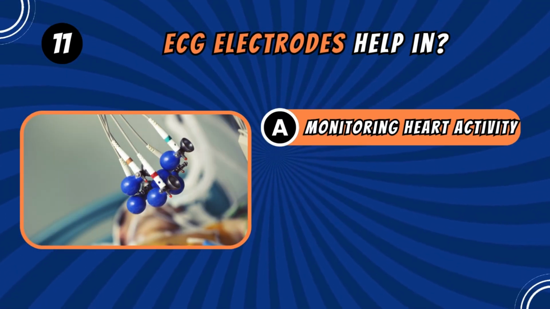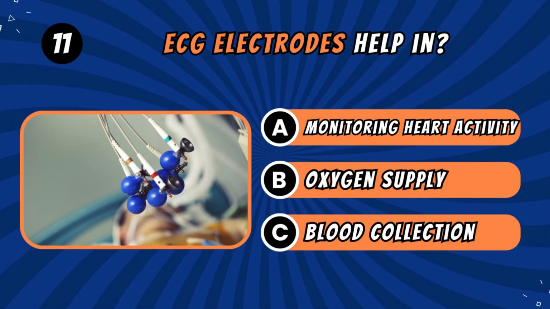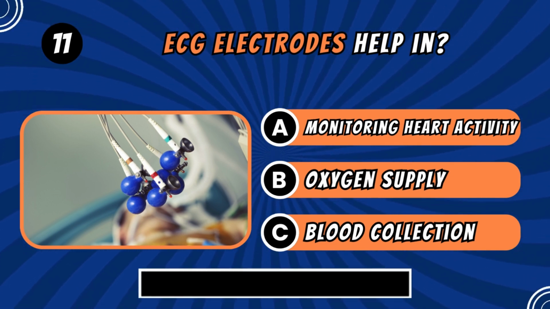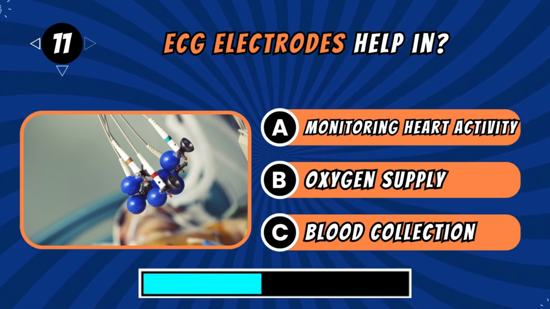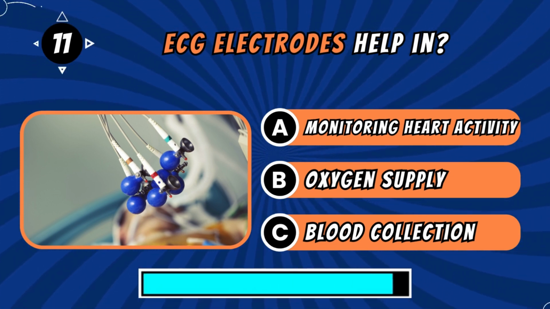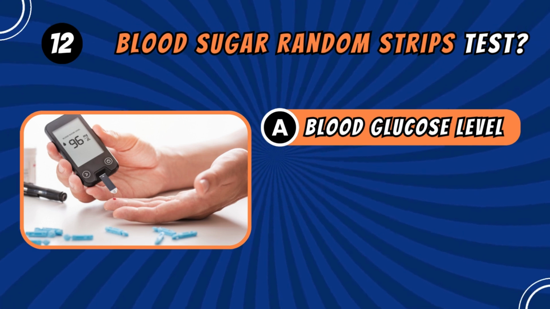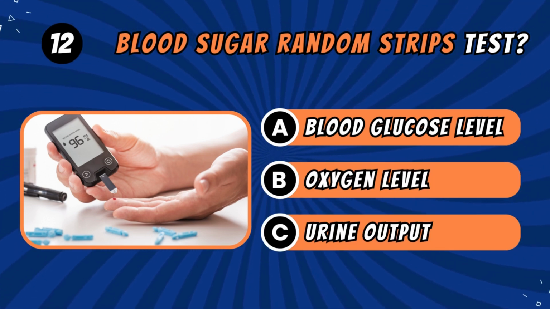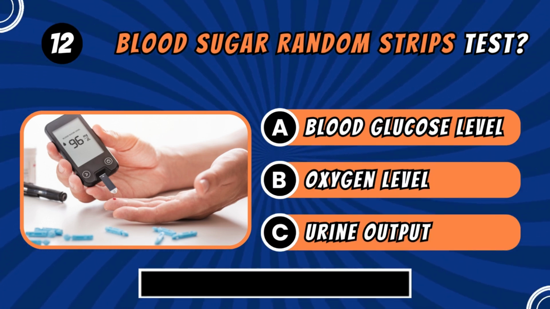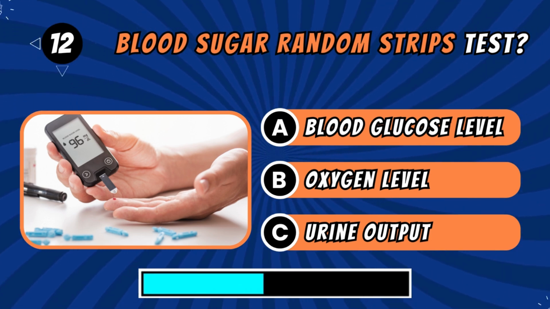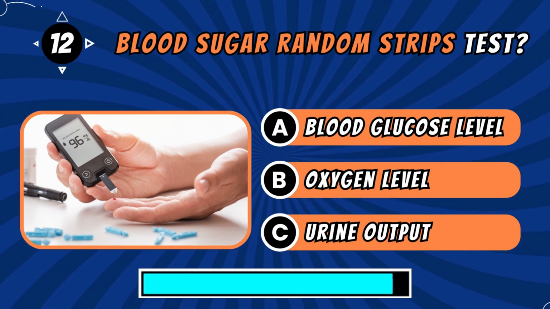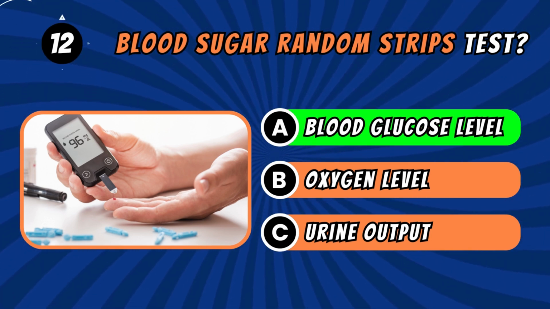ECG electrodes help in? Answer A. Monitoring heart activity. Blood sugar random strips test? Answer A. Blood glucose level.